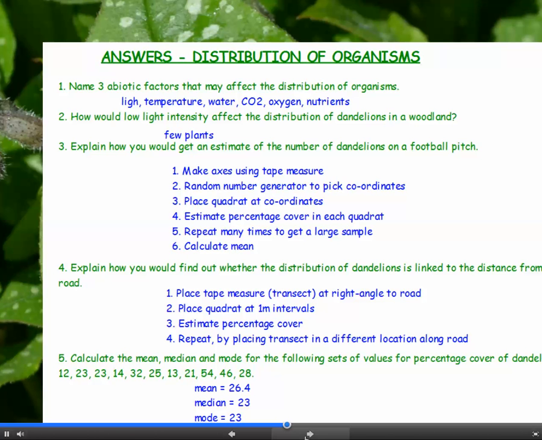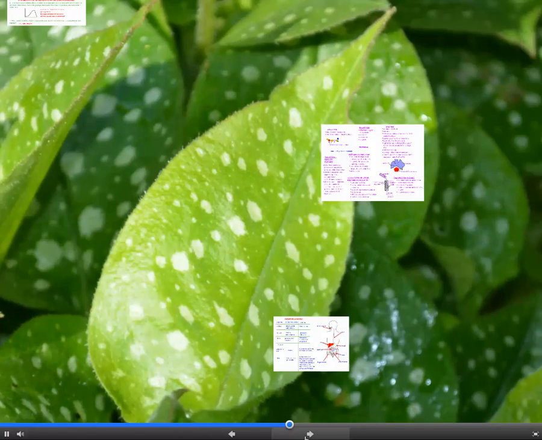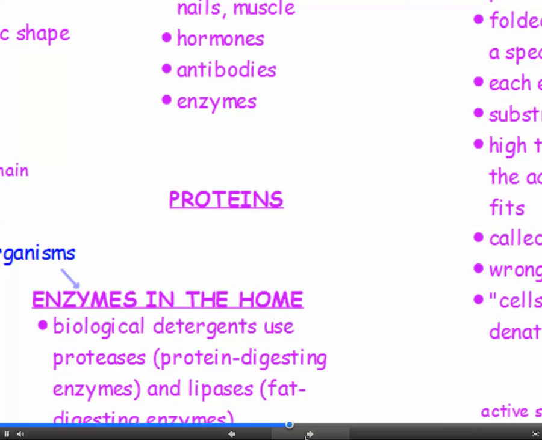So here are the answers to the questions from the previous chapter. So why don't you pause the video, tick your answers off, and then go on to the next chapter, which is proteins.